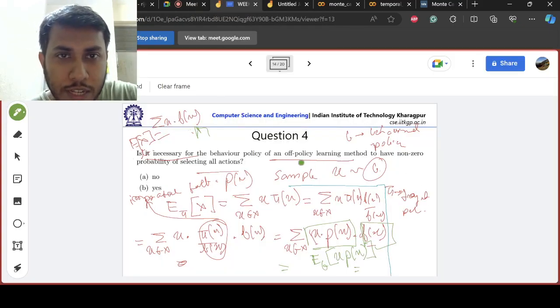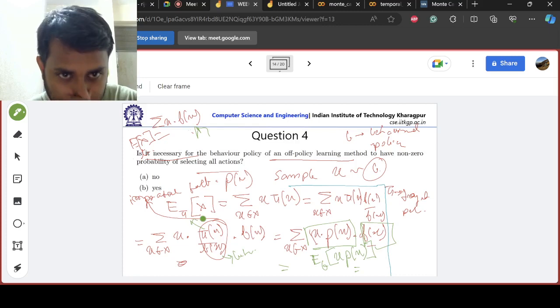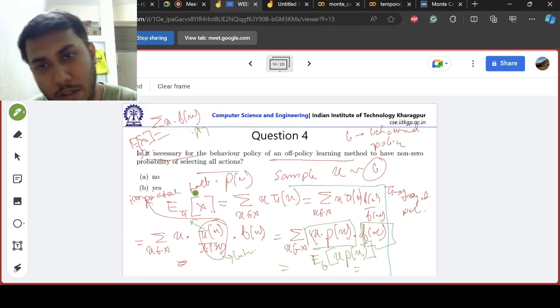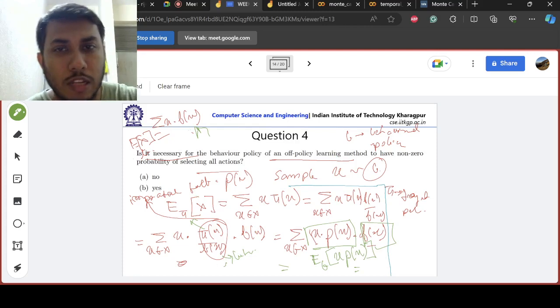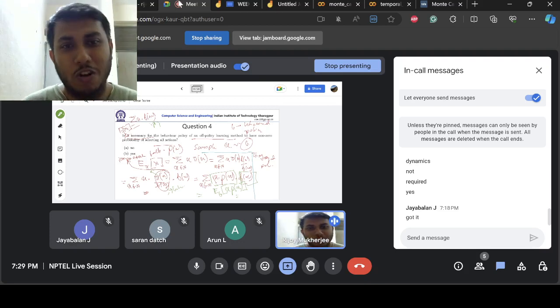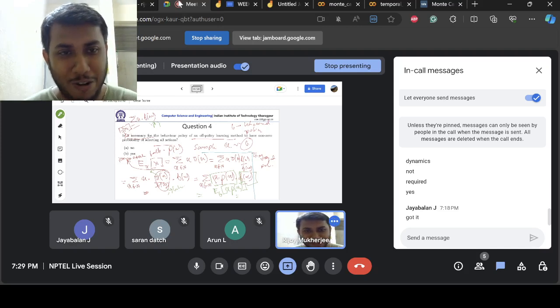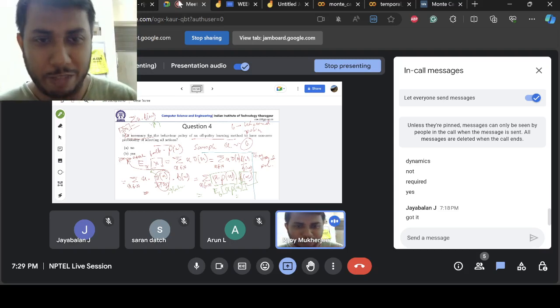Now the question here is, this is your behavioral policy and this is your learning policy, that is the target policy. If this is 0, is it possible to select it? The obvious thing you will say is no, that is not possible, because then this will become a division by 0, which is not a number. That is the answer I would expect.